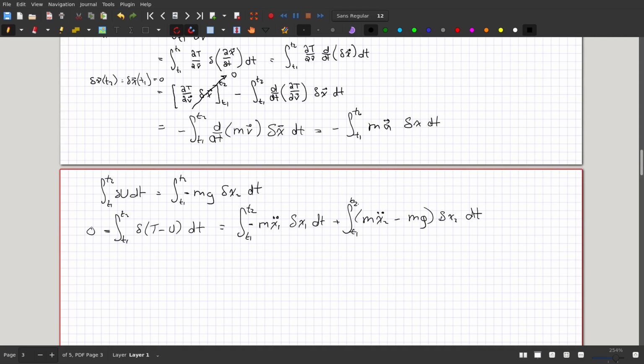Okay. Now, why are we taking total energy as T minus U? Shouldn't it be T plus U? Like in the case of a pendulum as well, if you consider.